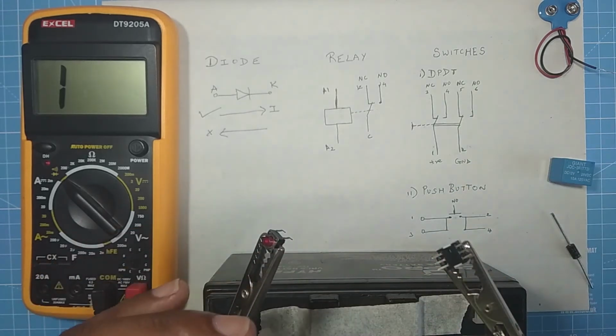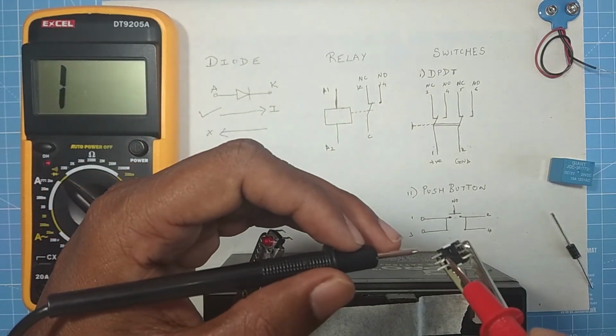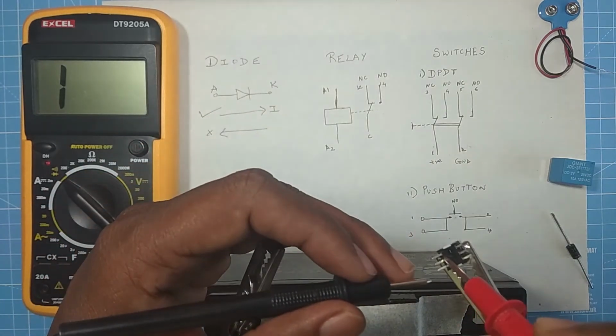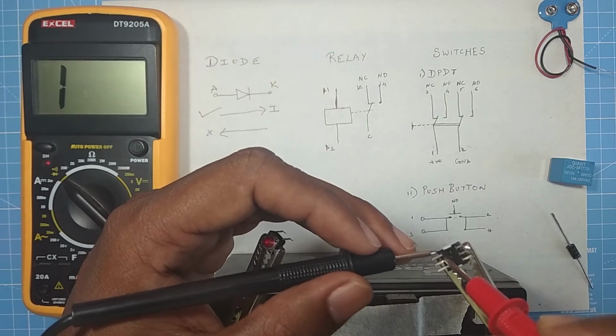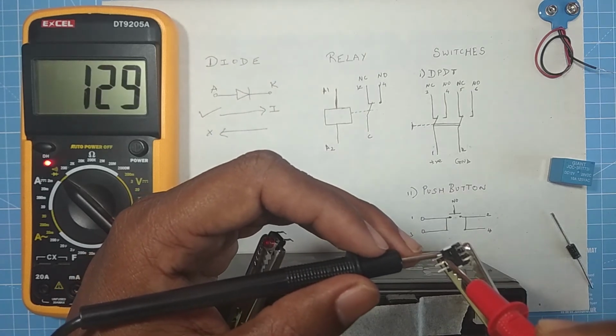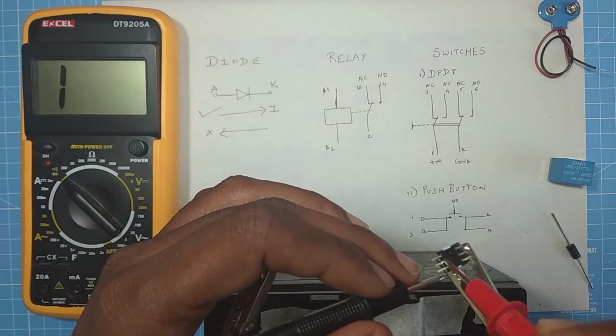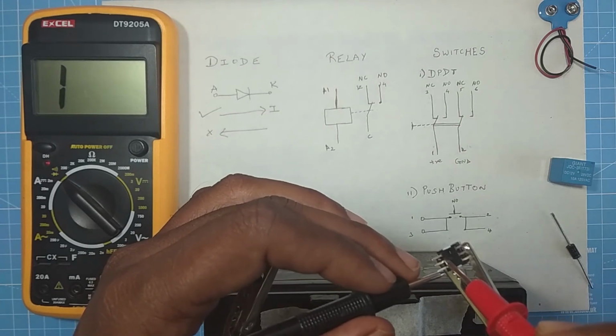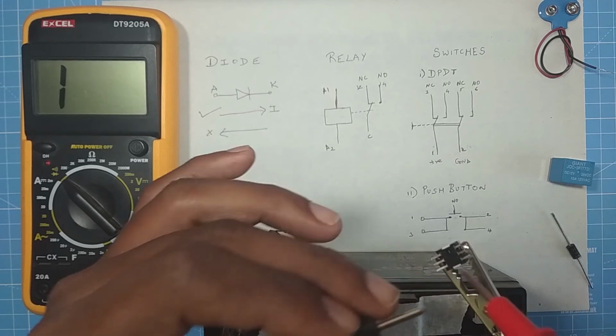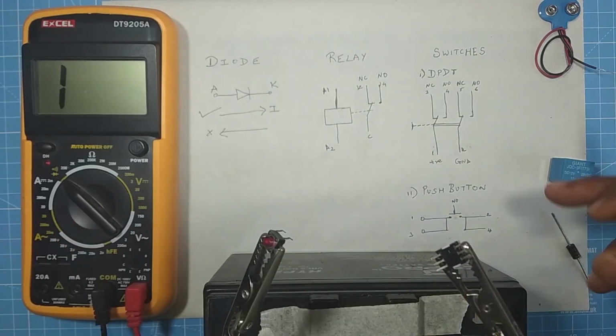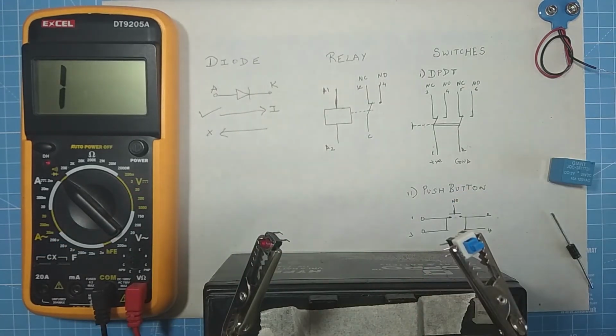Let's see the other side. So here, this one was NO earlier. Let's see if it has changed to NC. Here we go. And this was NC earlier. So let's see if it is NO. We don't get a reading. So yes, we have seen that the states are transferred. So let's move ahead with a push button.